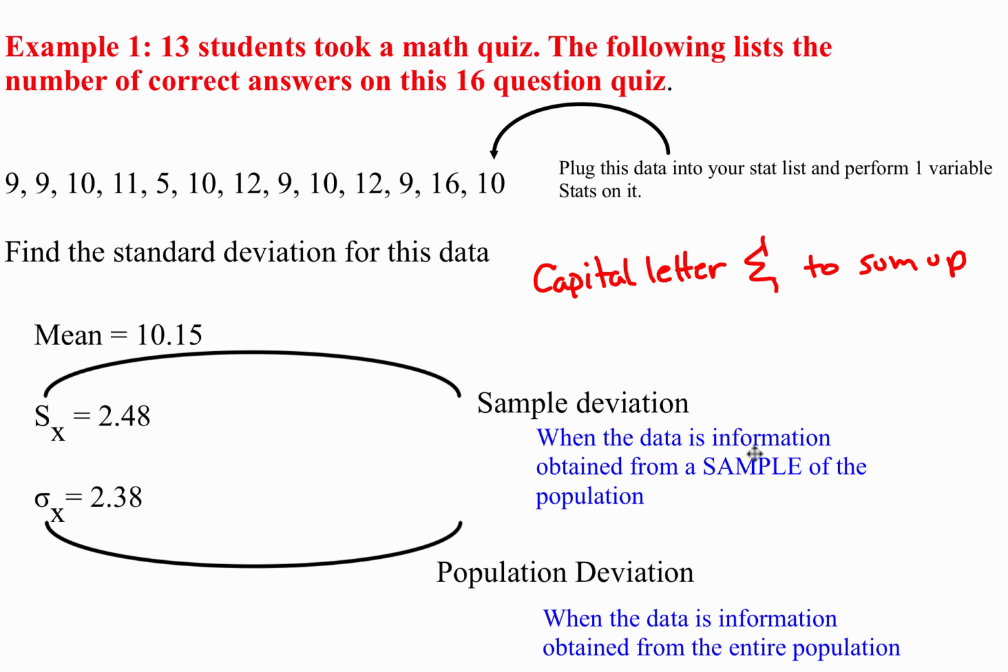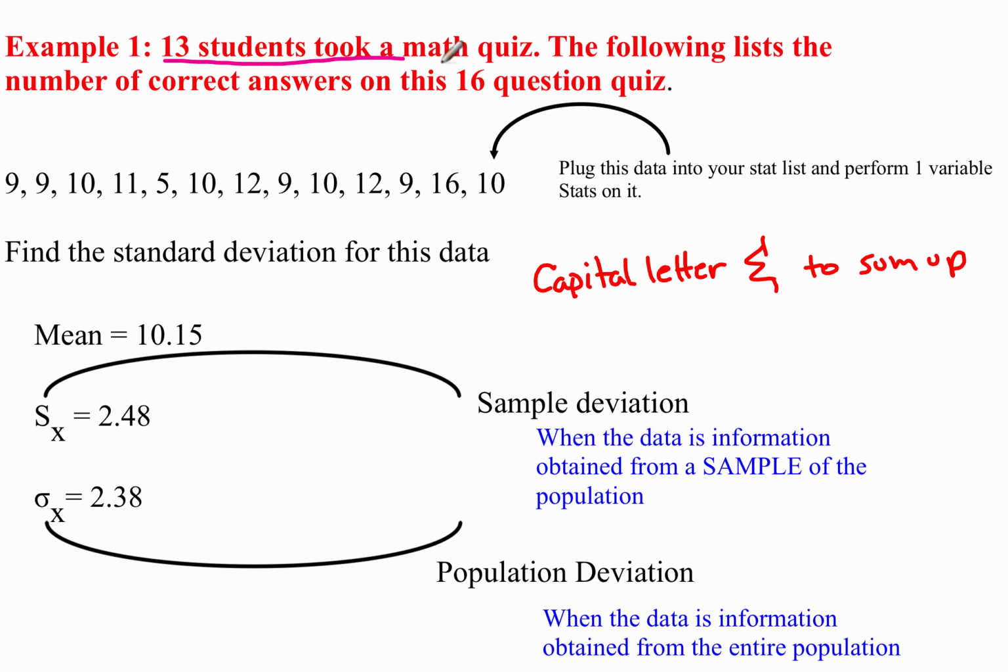This is when the data is information obtained from a sample of the population. The sigma, which looks like the letter O, for population deviation, is when we use data obtained from the entire population.